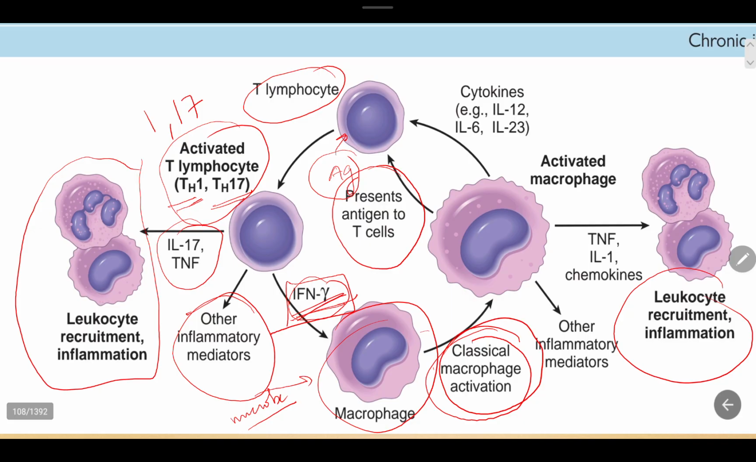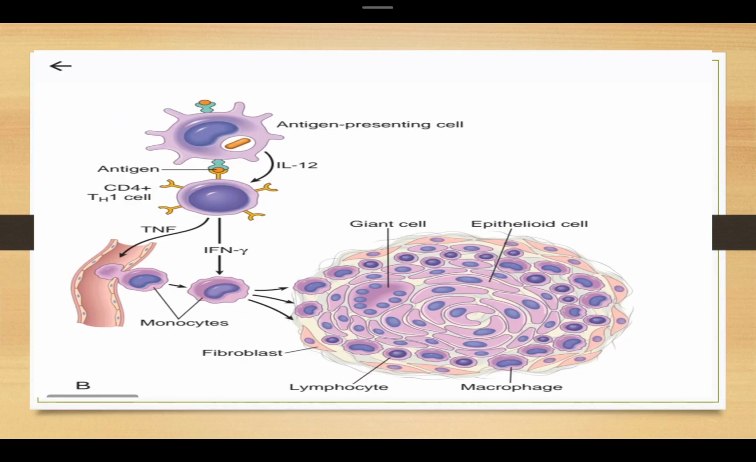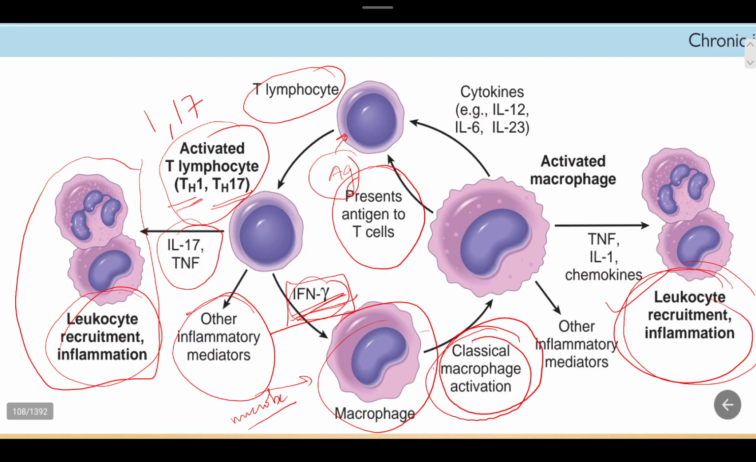So here the T lymphocytes are activated, and it is causing leukocyte recruitment and inflammation, and the macrophages are activated, which is also causing leukocyte recruitment and inflammation. And this activated macrophage will again release cytokines: interleukin 12, 6 and 23.